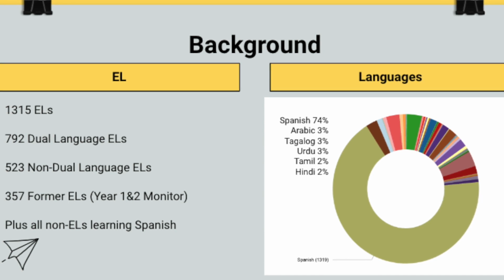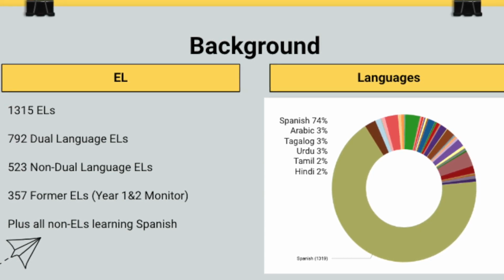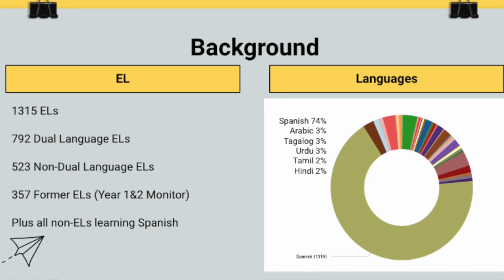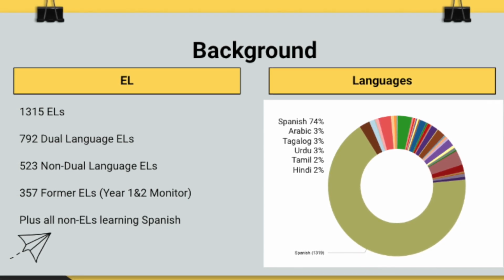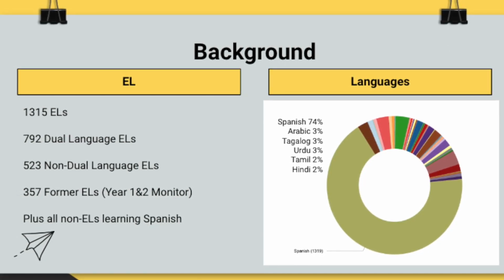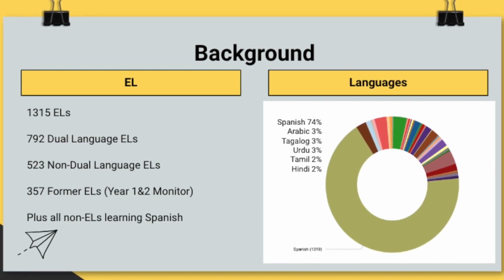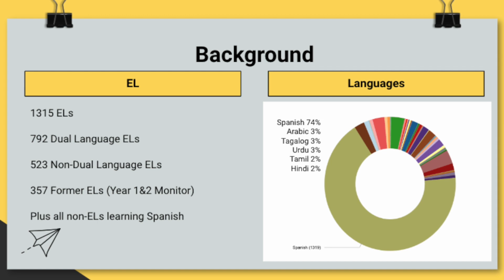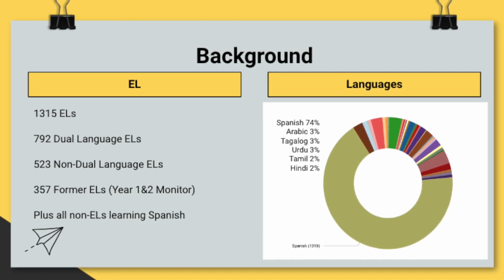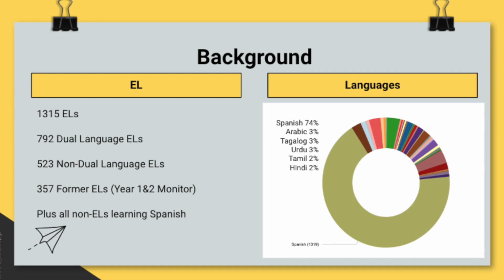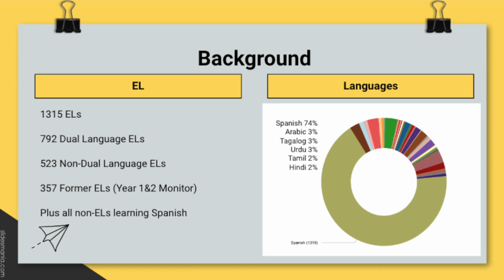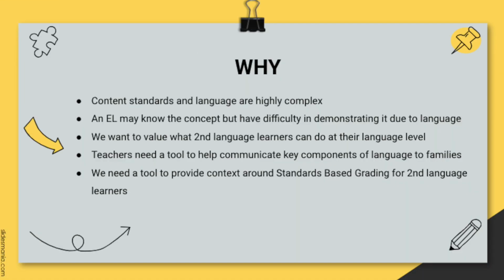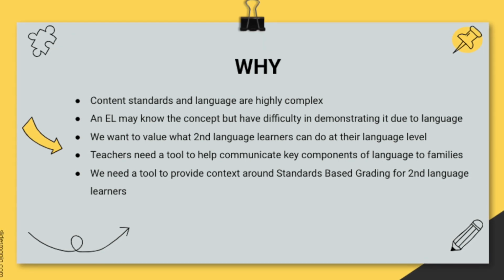And that's because at Woodland School District 50, we have close to 1,300 English language learners. In that population, 792 of those English language learners are dual language students, and 500 some are non-dual language students. We also have a number of former English language learners. Those are students that are being monitored in year 1 and 2, and that is close to 350. And then in addition to that, with our dual language program, we have all of our non-ELs that are learning Spanish.